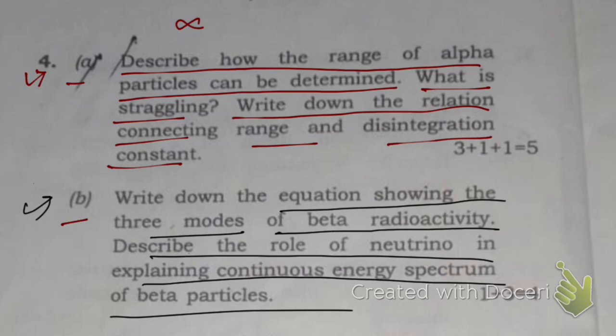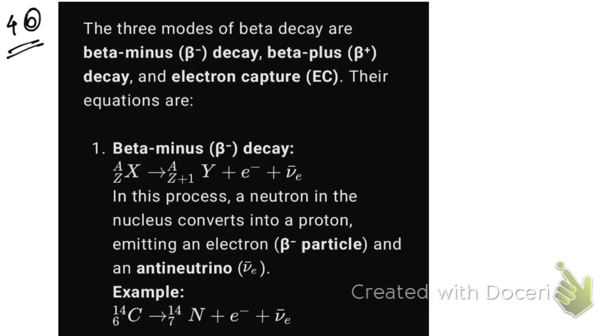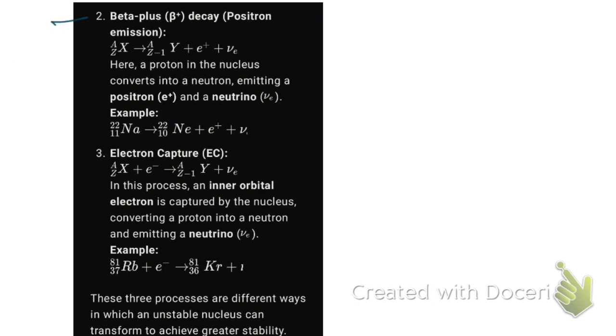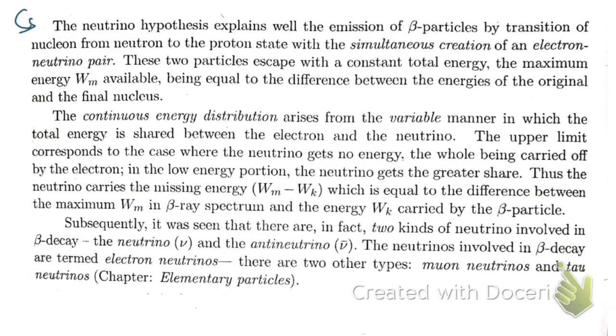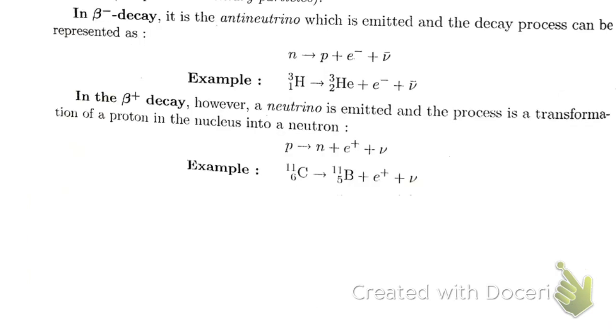Let me give you the answer directly. Here is the answer to question B. This is the first mode, that is minus beta decay. Just take the screenshot or note it down. This is the second mode, plus beta decay, and this is electron capture, the third mode. And here is the explanation of the role of neutrino in the continuous energy spectrum of beta particles. Just take the screenshot. This is not ended here, so you have to write this also.